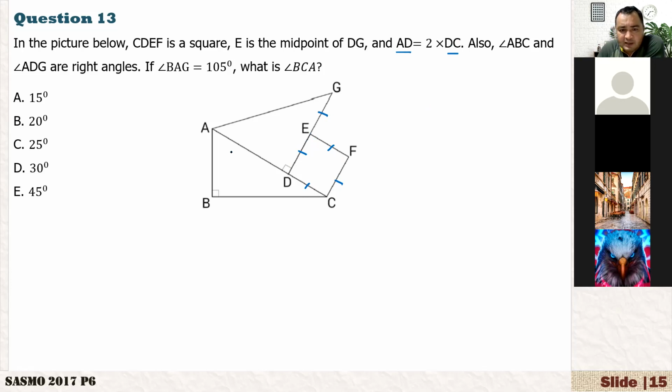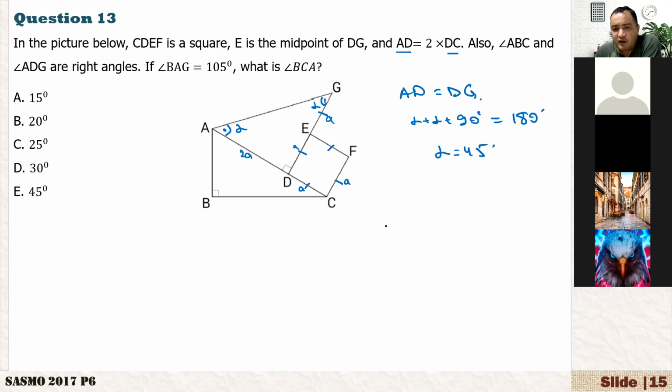What does it mean? It means that if DC is equal to, let's say, A, and also this side is A, and it is A, so this should be 2A. So that means that AD is equal to DG, which means that triangle ADG is an isosceles triangle. That means that this angle is equal to this angle. And it's a right angle triangle. Let's say this one is alpha. Alpha plus 90 degrees should be equal to 180 degrees. So from here, what is alpha? 45 degrees. If it is 45 degrees, how about this angle?